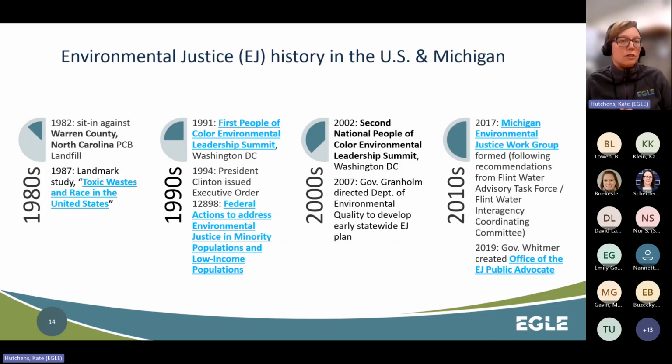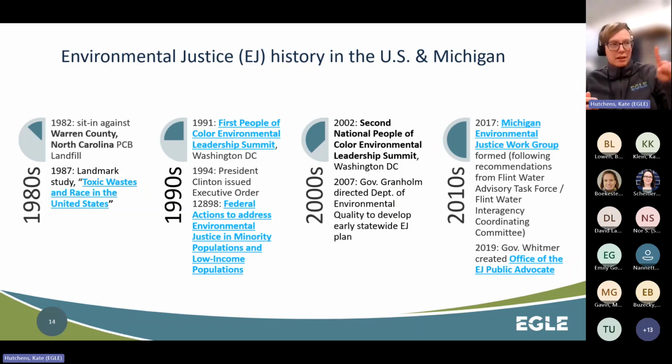In the 2000s, there was the second National People of Color Environmental Leadership Summit, and Governor Granholm directed the then Department of Environmental Quality to develop an early statewide EJ plan for the state of Michigan. Then in 2017, the Michigan Environmental Justice Work Group was formed following recommendations from the Flint Water Advisory Task Force and the Flint Water Interagency Coordinating Committee.